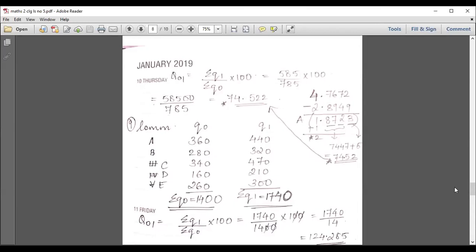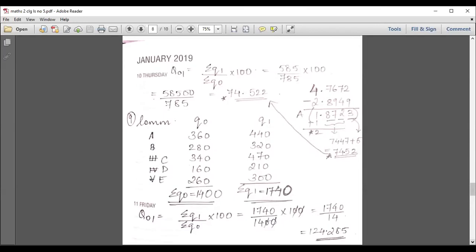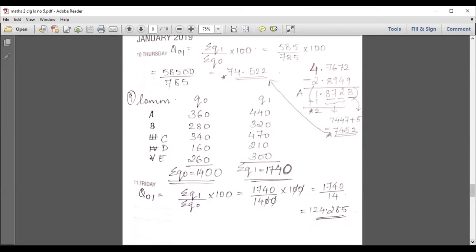Coming to the ninth sum, commodities Q0, Q1. Again, there are 5 commodities. The pattern is the same. We'll add up Q0 first, then we'll add up Q1. After that, formula Q01 is equal to summation Q1 upon summation Q0 into 100. So 1740 upon 1400 into 100.